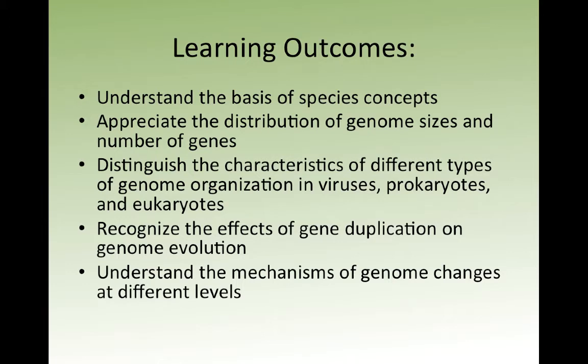So we're going to look at ideas around species concepts today. We're going to talk about the distribution of genome size and the number of genes and some of the odd discontinuities there. We'll also look at some of the distinguishing characteristics for different types of genomes, as well as the role of diversifying mechanisms like gene duplication in genome evolution. And finally, we're going to try to understand what some of the mechanisms of genome change are that we observe at various levels of investigation.